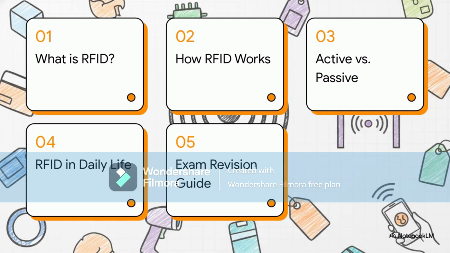So here's what we've got on tap. First, we'll get into what RFID actually is. Then we'll see how it all works. After that, we'll cover a really important bit, the difference between active and passive tags. We'll also spot RFID out in the wild, in your daily life. And then we'll wrap it all up with a quick revision guide to get you prepped for any tests.